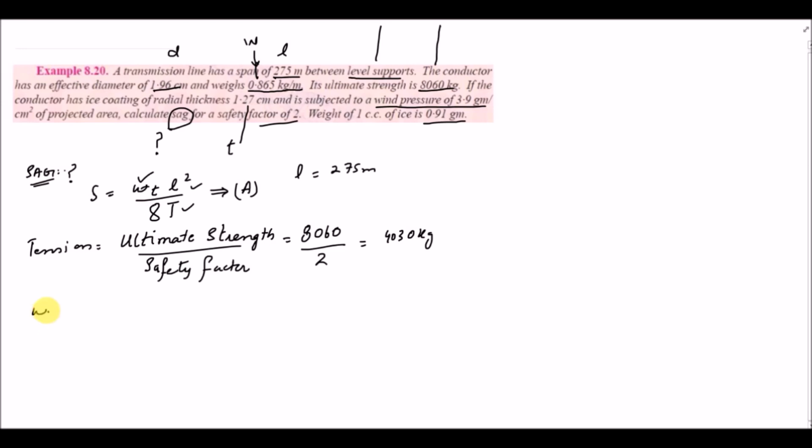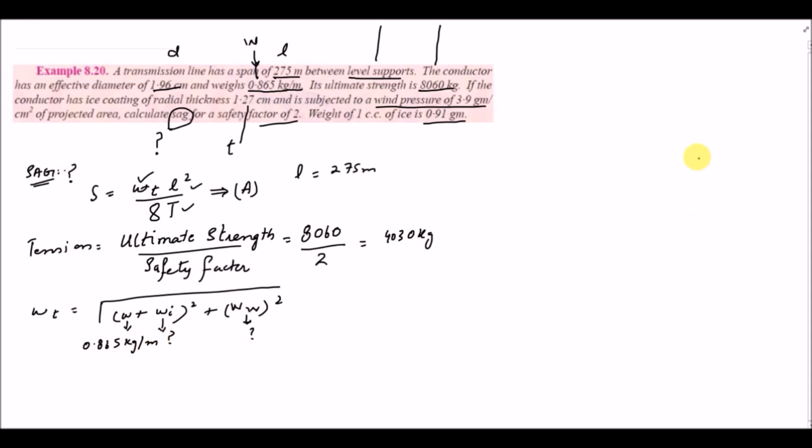And from the formula we know that total weight is actually equal to weight of the conductor plus weight of the ice loading square plus weight introduced by the wind pressure, right? So we know this weight of the conductor, we have to find weight due to ice loading and weight due to wind pressure, right? So this weight is 0.865 kilogram per meter.